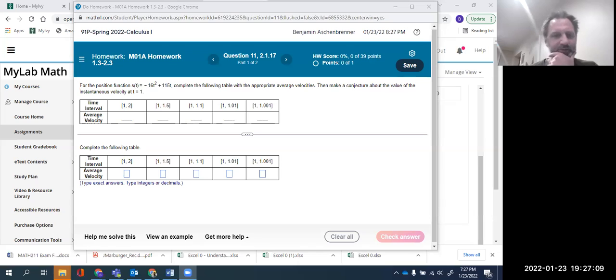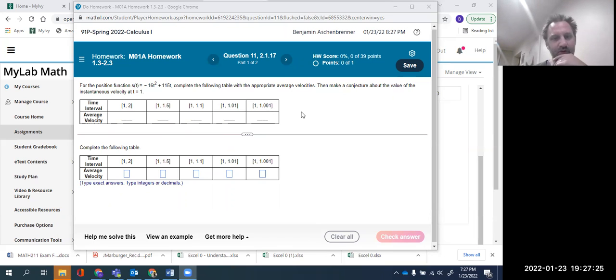I pulled up a question in that first section. I think it's something like question 11, where, let me just share my screen here. Something like this, where you are calculating the average velocity for this position. So we're looking at how did the position change divided by how did the time change.